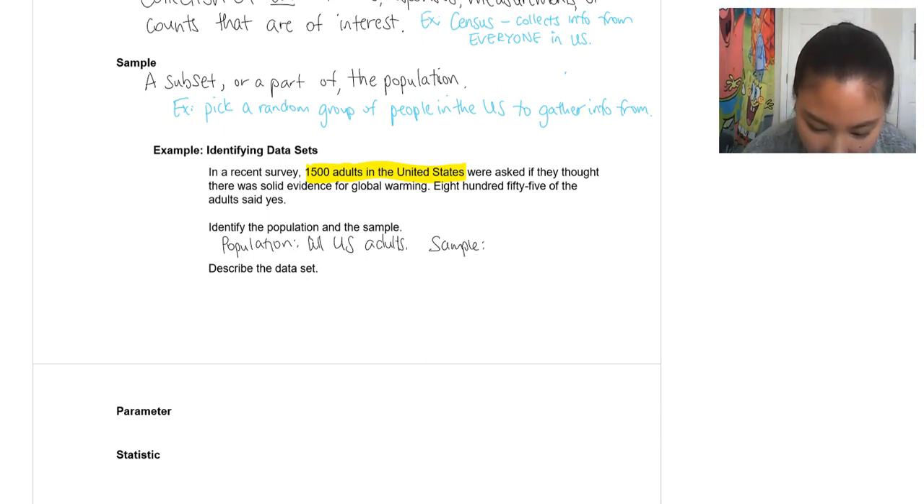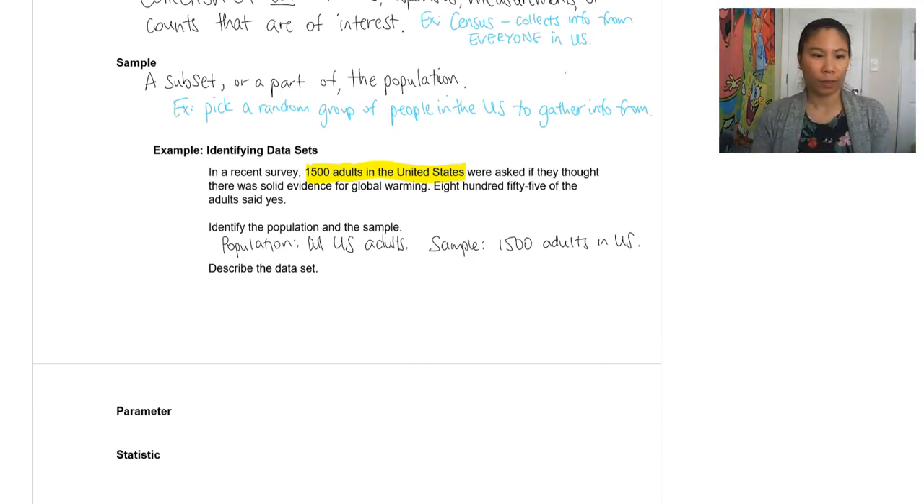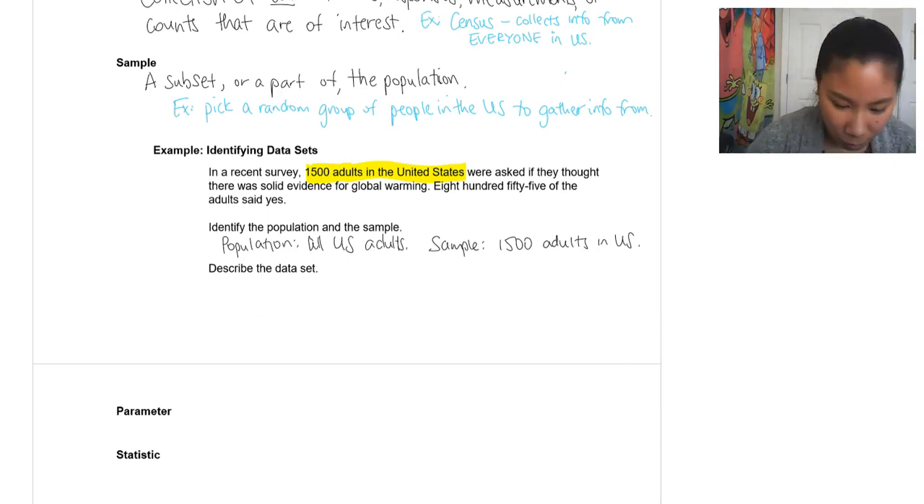Which makes the sample those 1,500 adults in the US that were chosen. Okay, so the population is not always going to be explicitly stated in the problem, so you want to be careful of that. Then the second part of the question says, describe the data set. So think about this. When you are asking someone in a survey a question, in which case here they ask, do you think there's solid evidence for global warming? So these people, when they respond, are either going to say yes or no. So when we talk about the data set, our options for the responses that we could gather is either yes or no.